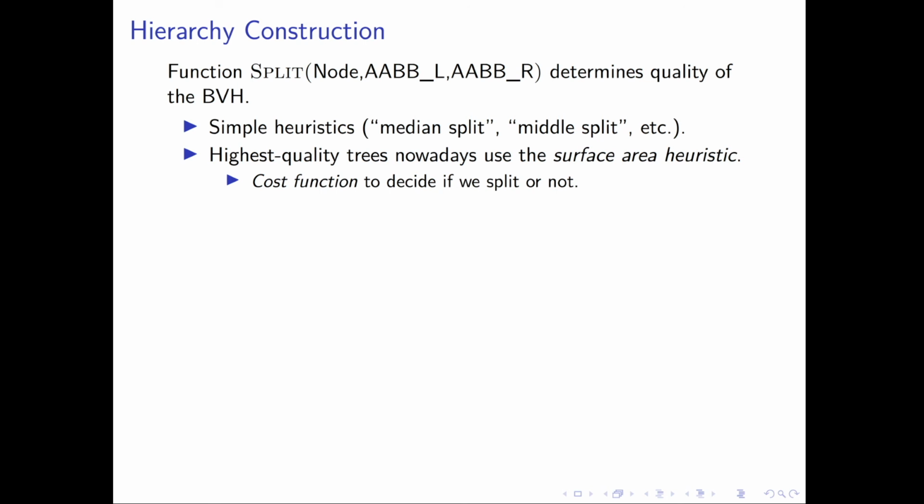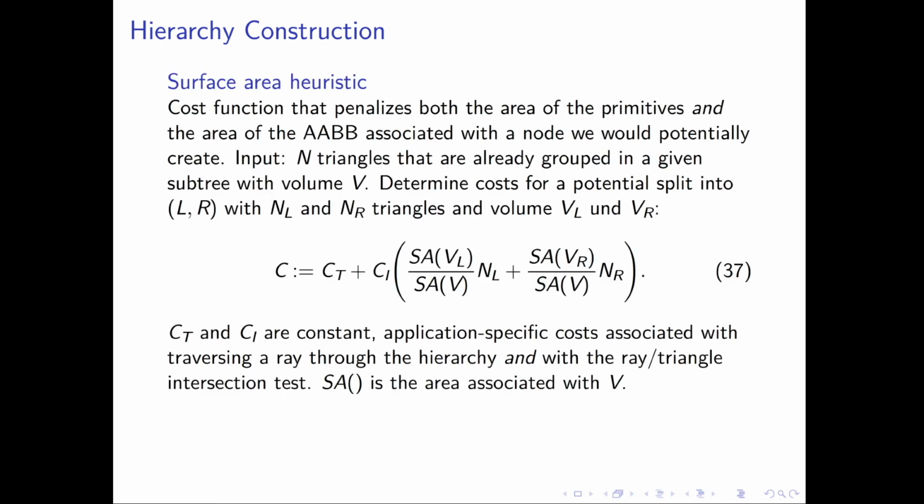Those two are very simple heuristics that can be used, but nowadays what people use in order to construct high quality trees is the so-called surface area heuristic. The surface area heuristic is basically a cost function that we use to decide if we split or not. This cost function penalizes the area of both the primitives and the area of a potential AABB that would be associated with a node if we create a node.